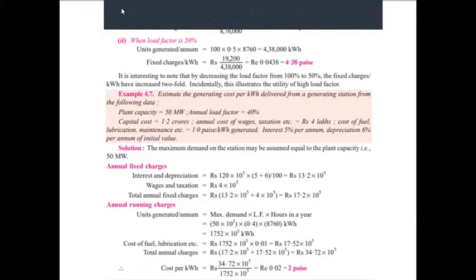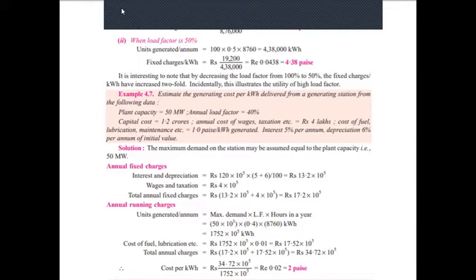Under fixed cost, we have the cost included for the land and the cost included for the building of the plant, and then also the interest that is considered for investing this amount. For building a plant, you might have taken some loan from various banks or funds. So interest has to be considered. This is also considered under fixed charges. And then you have depreciation cost.